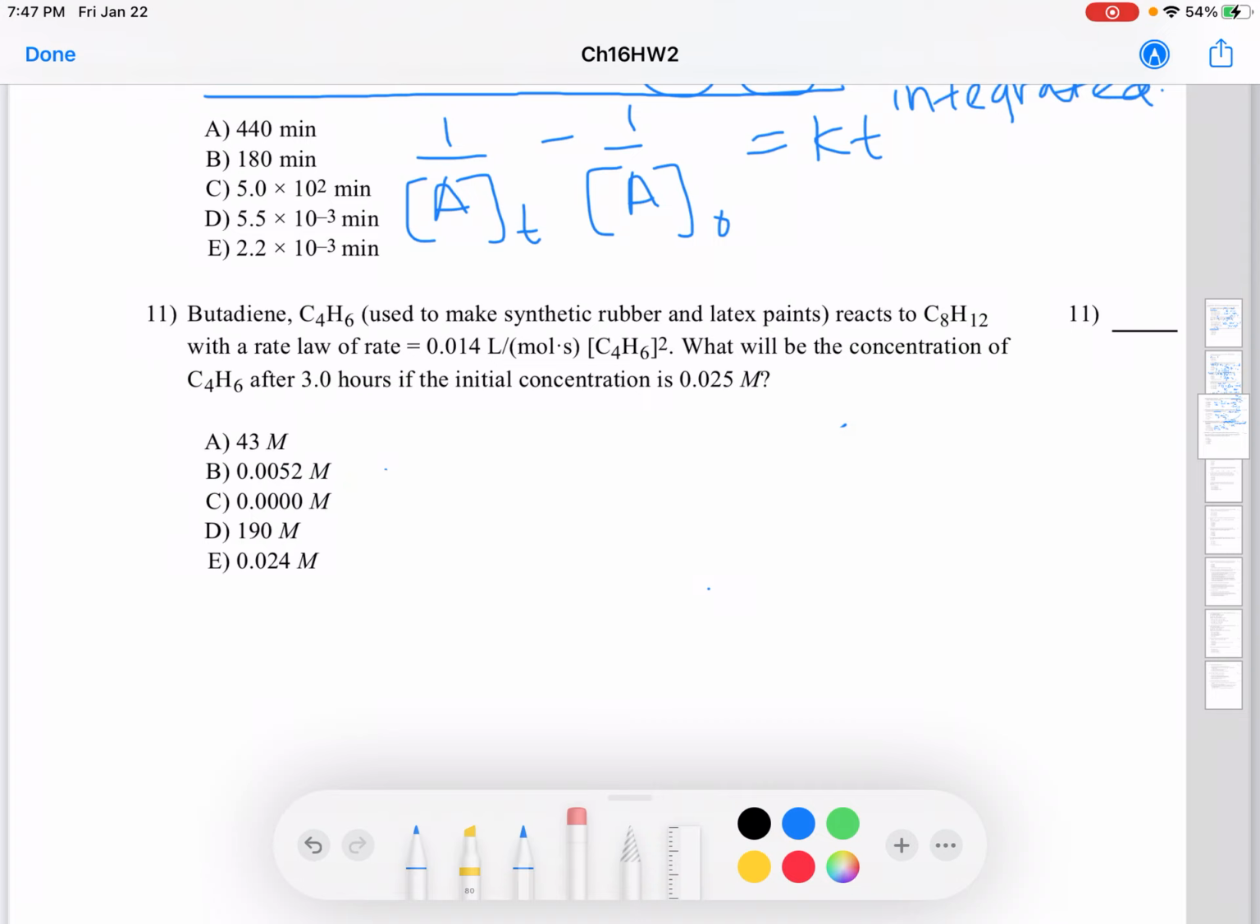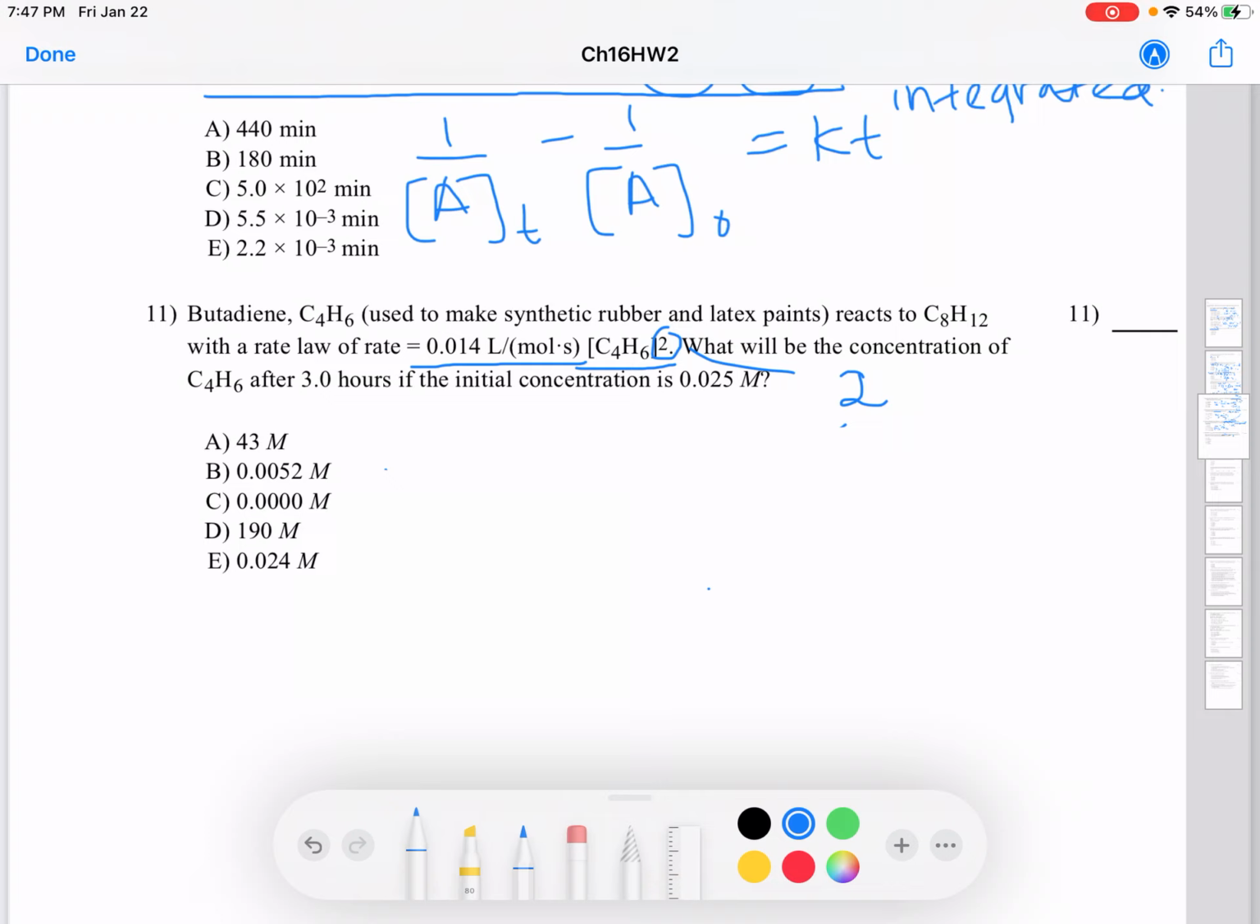Butadiene reacts to C8H12 with a rate law given with this information: 0.014 liters per moles per second times C4H6 raised to the power 2. So this tells us what the order of this reaction is, since the reactant is raised to the power 2. That tells us this is a second order reaction, plus the units, liters per moles per second, are for a second order reaction.